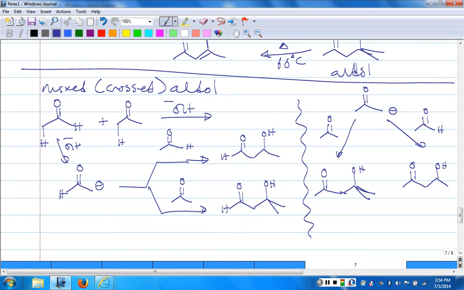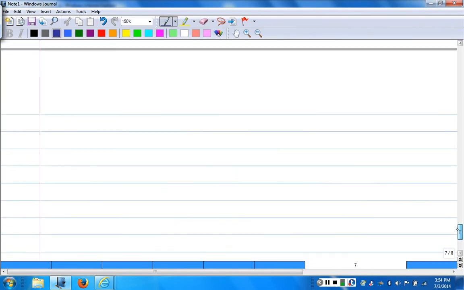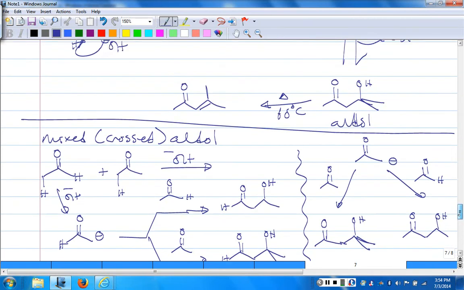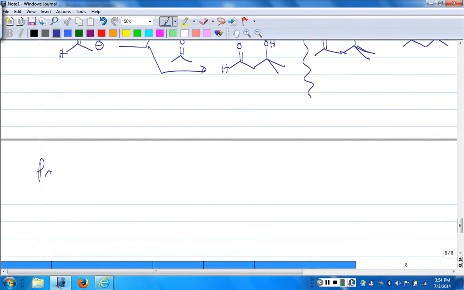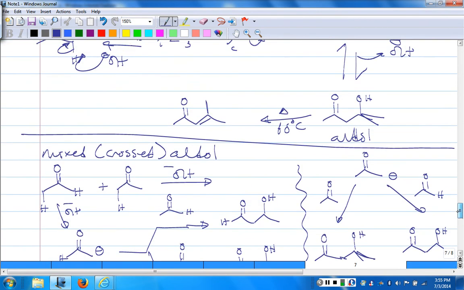So what we might want to do then is decide, well, is there a way that we can do an aldol reaction, a crossed aldol reaction, that is reasonable, that is practical? And the answer is absolutely. So how do we do a practical crossed aldol reaction? And the answer is by recognizing what the problems were. The problem with this aldol reaction is that both of these compounds were enolizable. I'm going to write that word down.